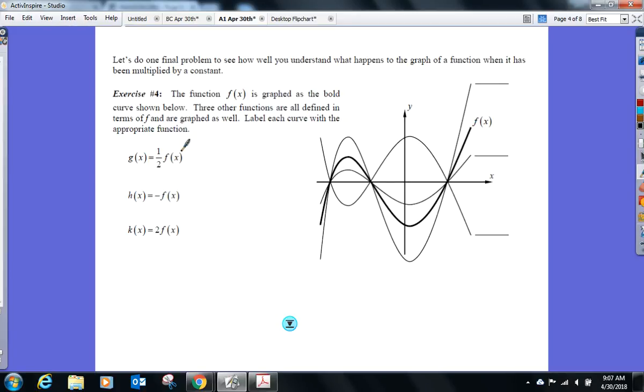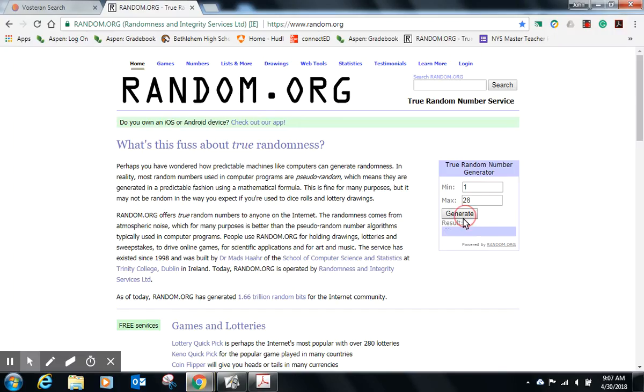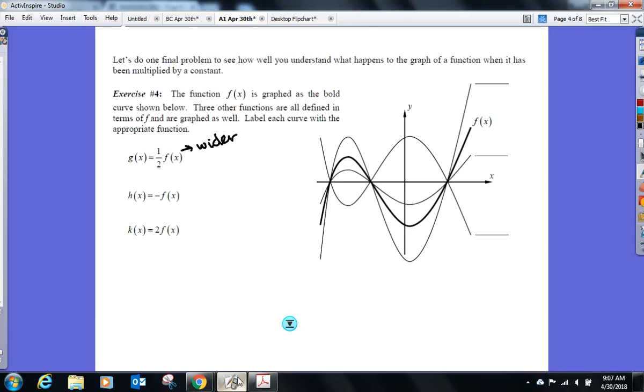Somebody tell me what's happening. 1/2. It's getting compressed. What's another word for compressed? Probably easier for us, wider. So this one's getting wider. What's happening to this graph here? I'm going to start calling on people. What's happening to the second graph?